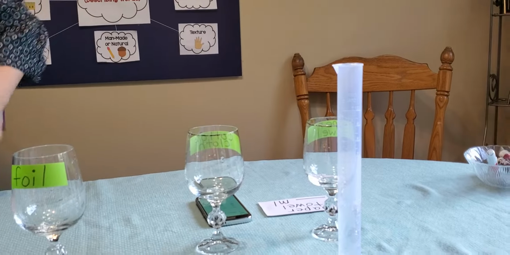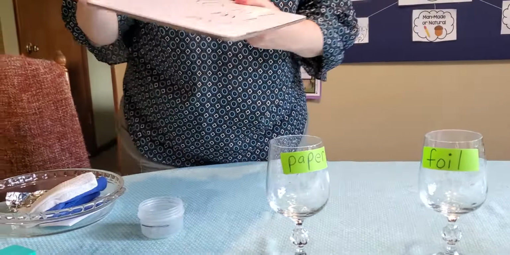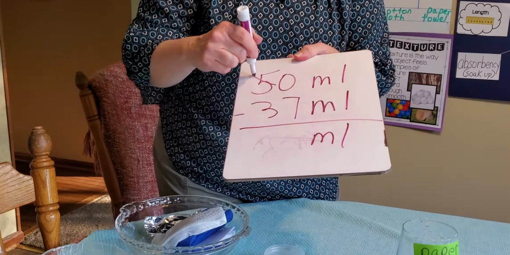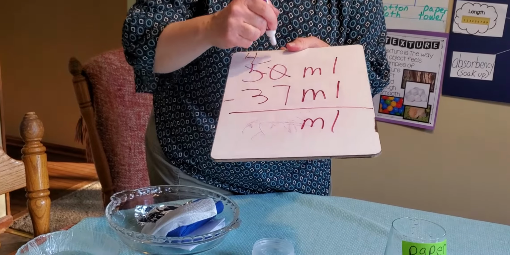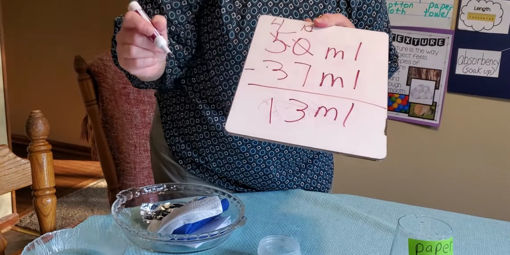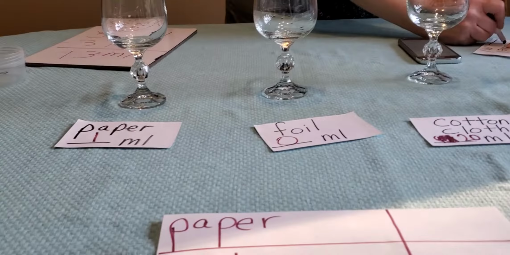So we subtract, we started out with 50. We're going to subtract 37 milliliters. So how much are we going to have left? Okay. We're going to have 4 minus 3 is 1. We're going to have 13 milliliters was absorbed.